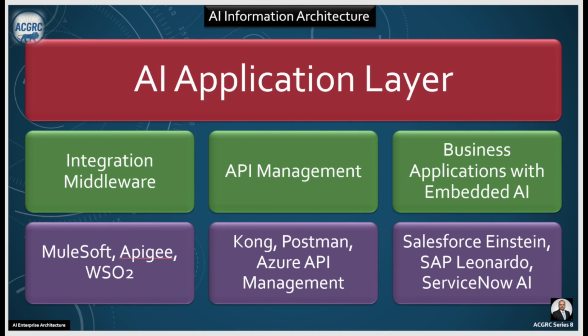When it comes to the application layer, for integration middleware, we have MuleSoft, Apigee, WSO2. For API management, we have Kong, Postman, Azure API Management. For business applications with embedded AI, we have Salesforce Einstein, SAP Leonardo, or ServiceNow AI.